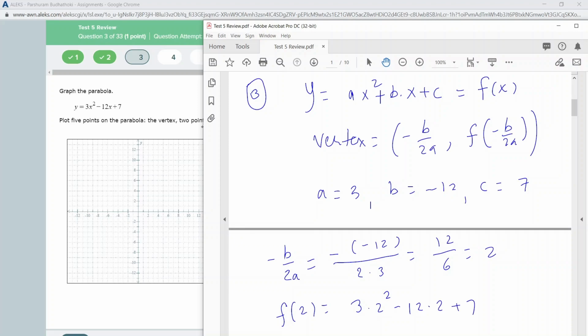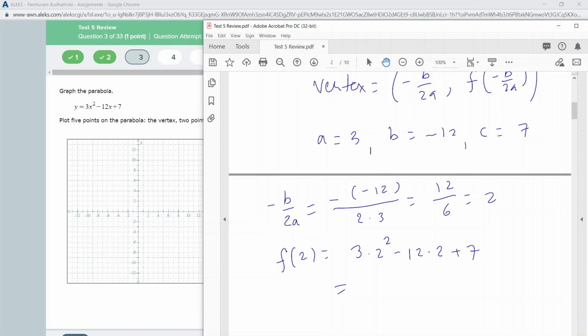Okay, so if you do this calculation, this is 2 squared times 3, which is 12. So that is 12 minus 12 times 2, which is 24. So -12 plus 7 is -5. So the vertex of this parabola is at (2, -5).